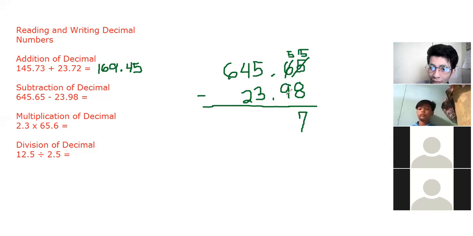Then, 5 minus 9 cannot be ulit. So, magiging 15 si 5. Then, si 5 naman magiging 4 na lang. Kasi nag-borrow 1 tayo kay 5 dito. So, 15 minus 9, this will be 6.